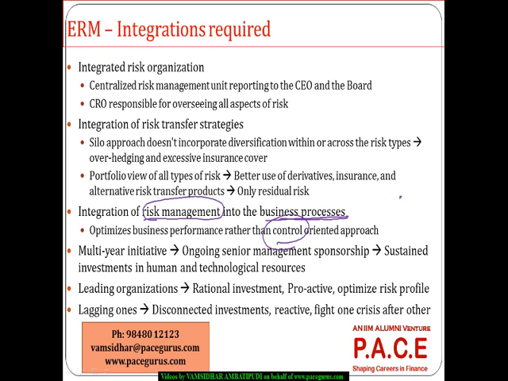Only when that information goes inside, only when that culture gets inside, would it create an effective risk management organization. So there are three key things to look at if enterprise risk management needs to be successful in an organization. There should be an integrated risk organization. The risk transfer strategies need to be incorporated and integrated, and at the same time, risk management needs to be integrated into the business process. It should not be looked at as the job of one single isolated specified department.